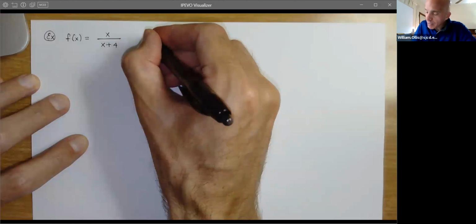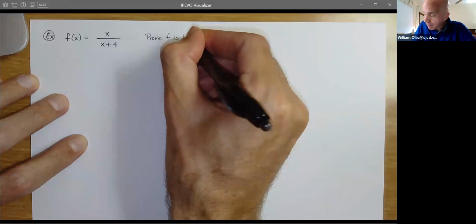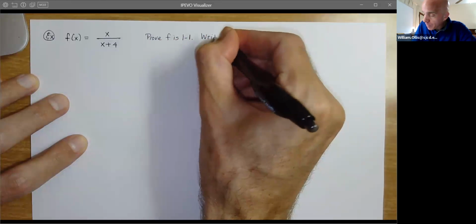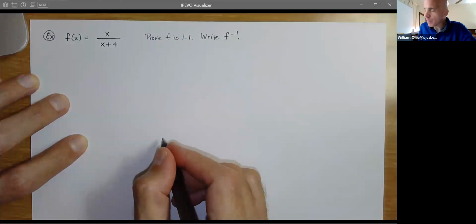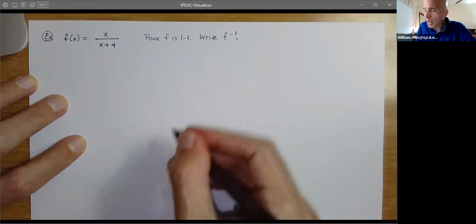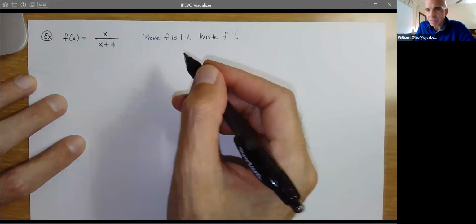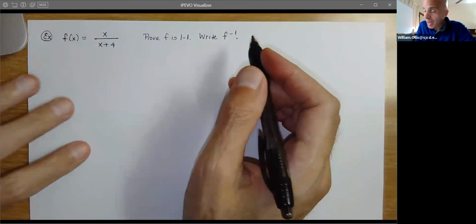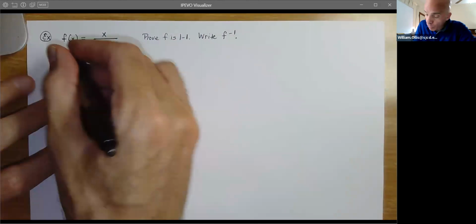So now what I would like to do is the same thing: prove F is one-to-one, and then write a formula for the inverse. Remember, if we have a discrete set like we had in the very first illustration, we don't have to worry about all of this algebra. It doesn't exist for that problem. So now what we want to do is first check out the domain and range.